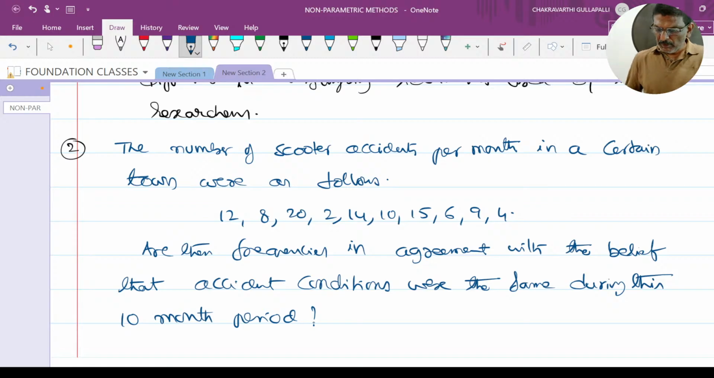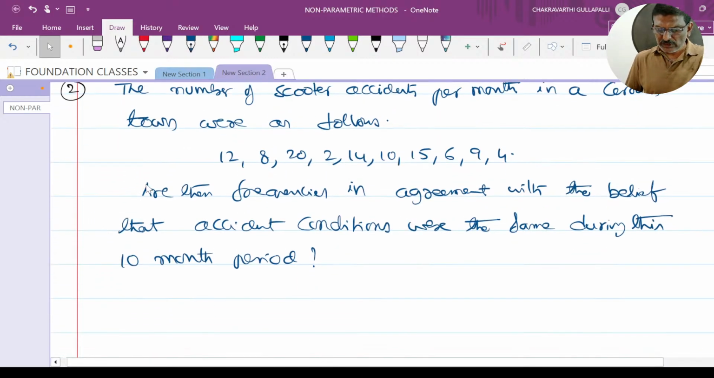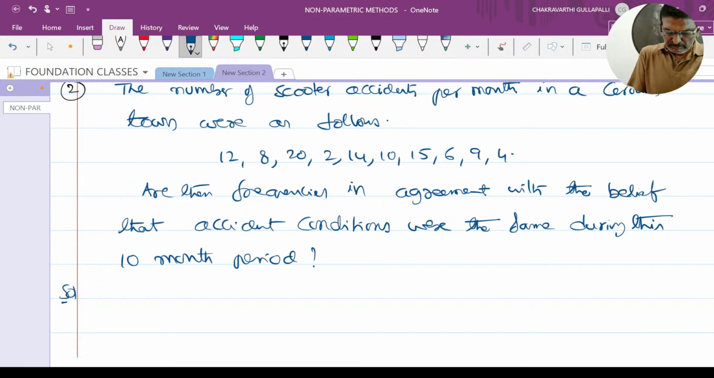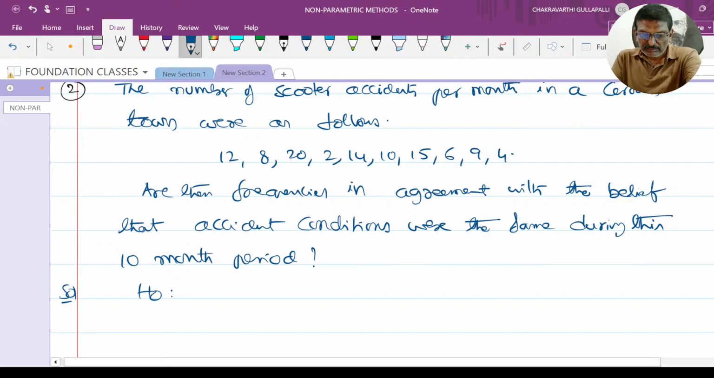So this is the problem here. Use chi-square goodness of fit. The number of scooter accidents per month in a certain town, Vijayawada city, were as follows. Are the frequencies consistent with the belief that accident conditions were the same during this 10-month period? First month, second month, third month, like this 10 months.